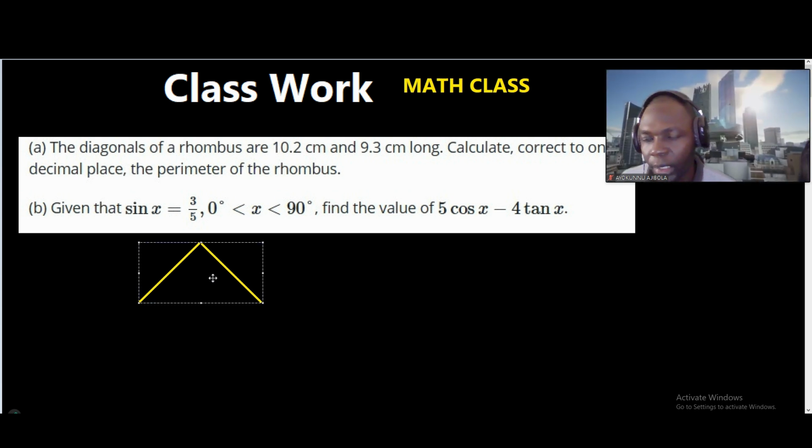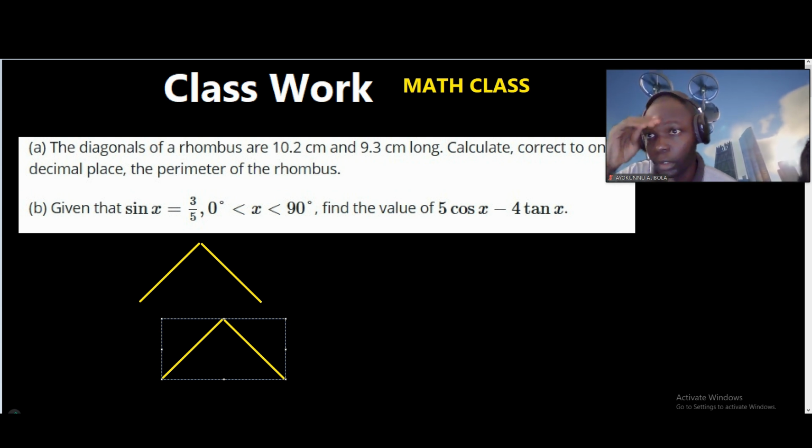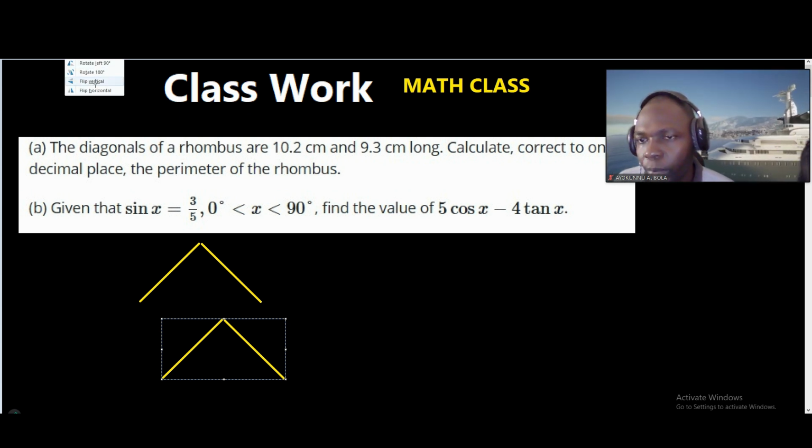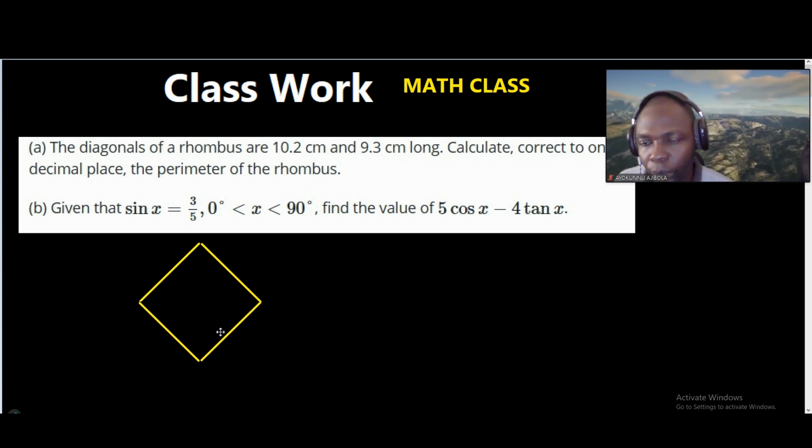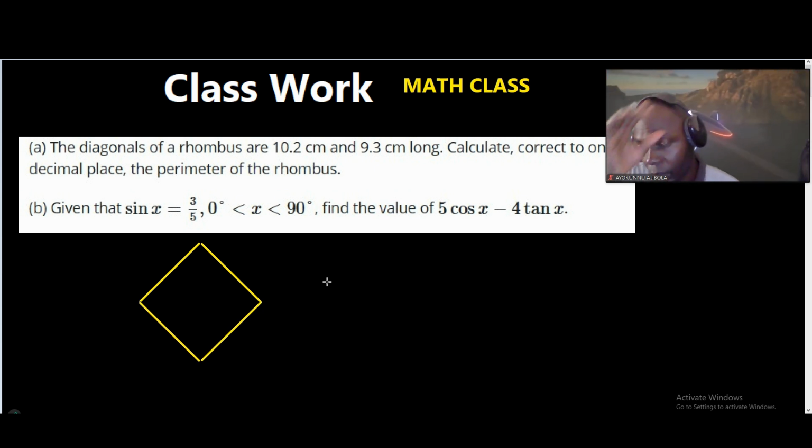So this is the top side of the rhombus. Then this one's going to give me the bottom side, so I just flip this vertically. Then it's going to close up here. There we have a rhombus. All of the sides have to be equal.